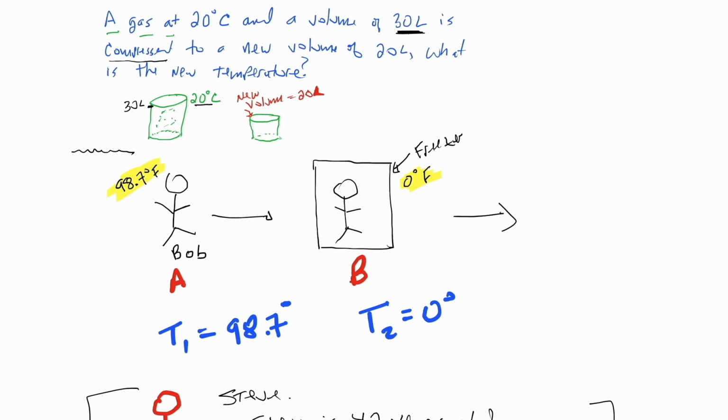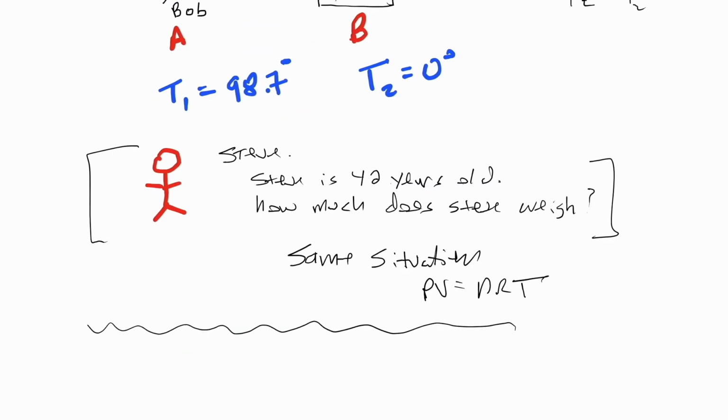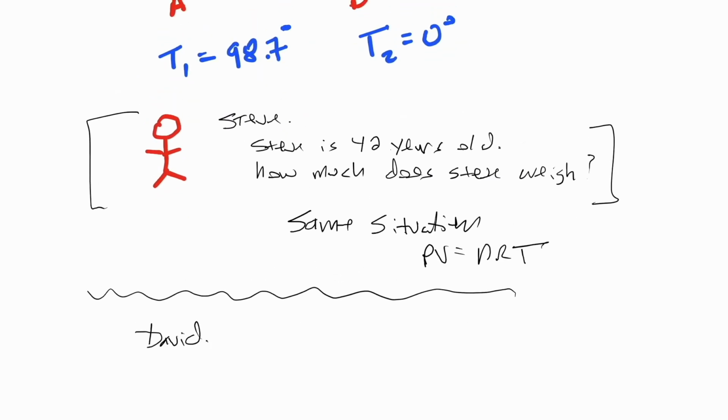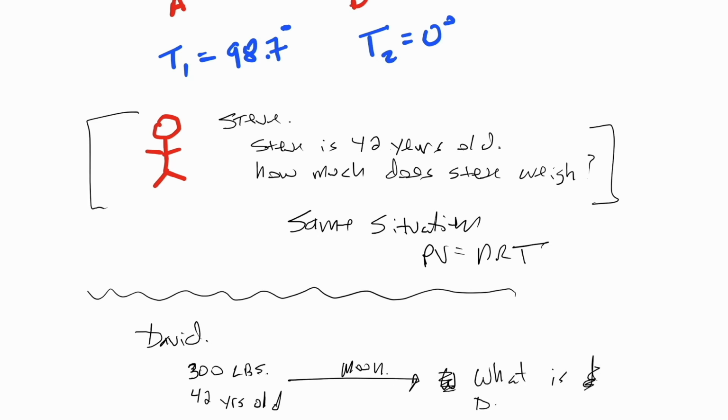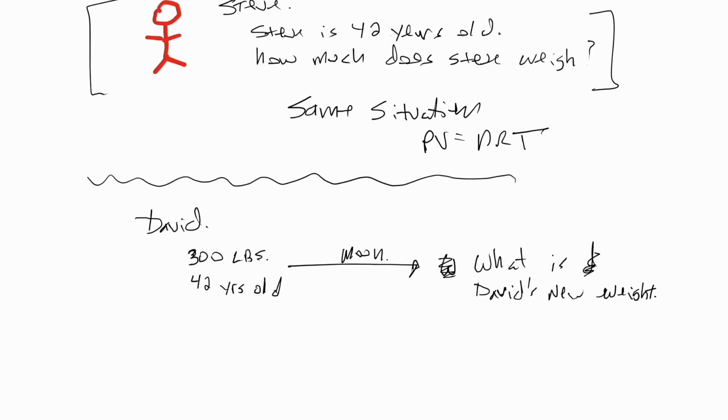If it's situation A to situation B, it's always going to be Pauli's verdes over tennis equals Pauli's verdes over tennis. One more people example, then we'll do a gas example. If I say there's a guy named David, and David is 300 pounds, he's a little overweight, but he's tall, and he's 42 years old, and I put David on the moon. My question is, what is David's new weight? I want you to tell me if it's same situation or situation A to situation B. That's situation A to situation B, because David went from Earth to the moon, so his environment changed, and thus his weight changed, because his weight would be less on the moon.